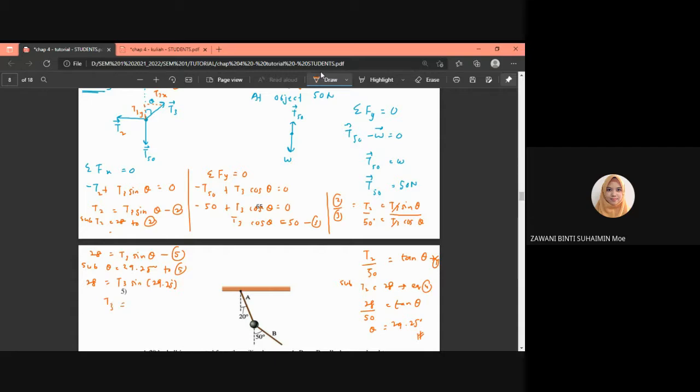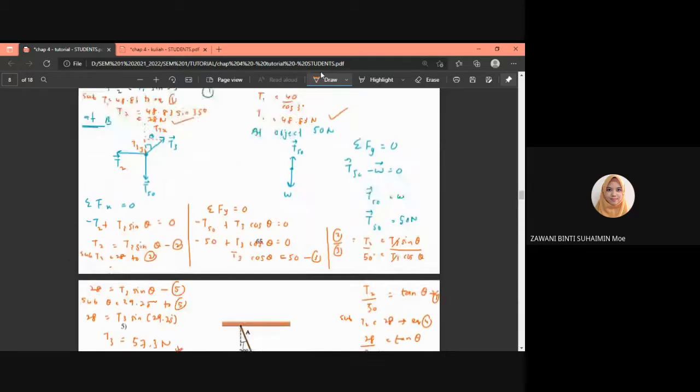The calculation is quite long, and this involves mathematics. Find 28 divided by sin 29.25. So my T3 is equal to 57.30 Newton. Settle. That is my T1, T2, T3 and my angle. So that is the step.